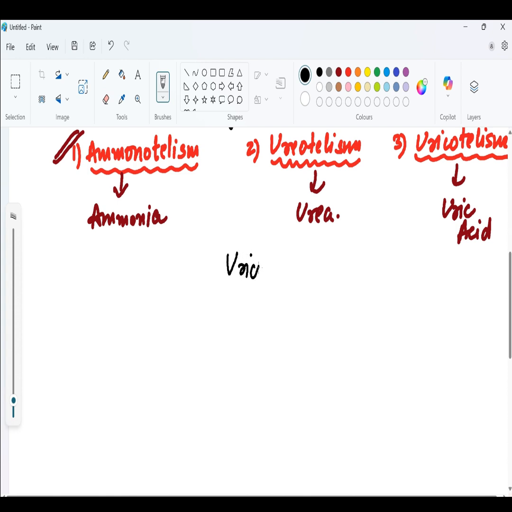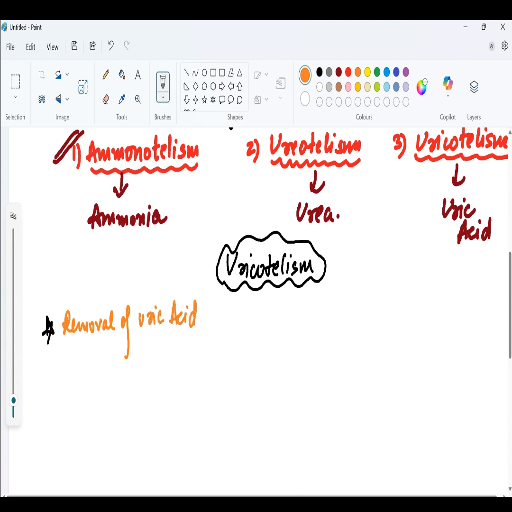Third one, that is uricotelism. Yes, as we now know, it is basically the removal of uric acid. Now, next point, as you already know, what are those uricotelic animals that we have to know about? Because in exams it is asked what are the examples for the same.